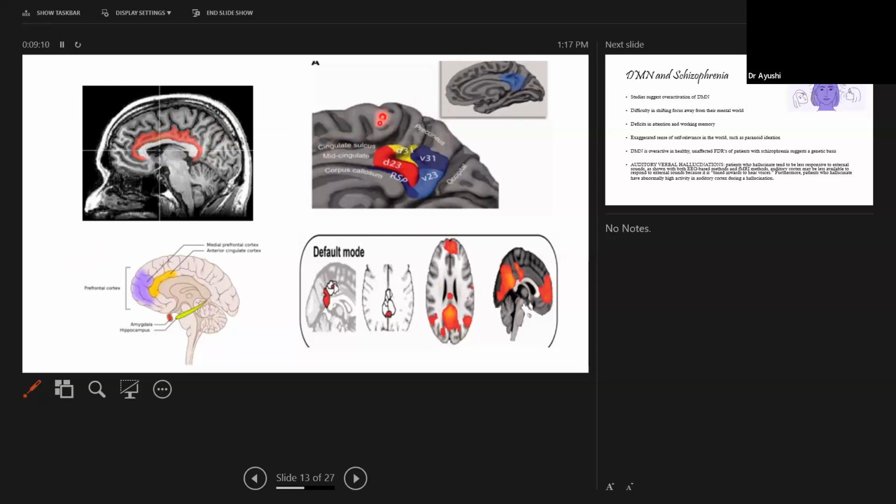And among the other regions, here we can see the precuneus. This lies just above the posterior cingulate cortex in the medial cerebrum, and it depicts the superior parietal lobe.